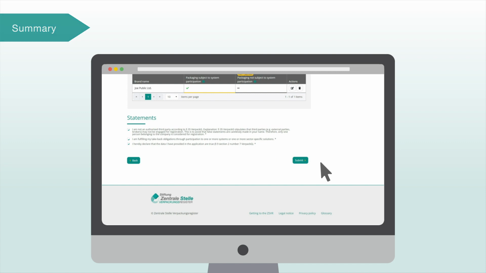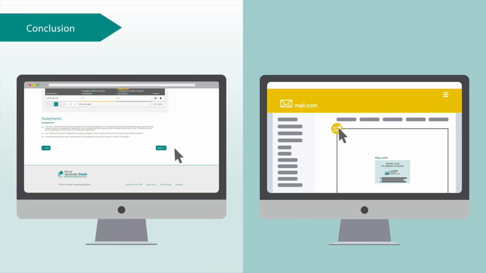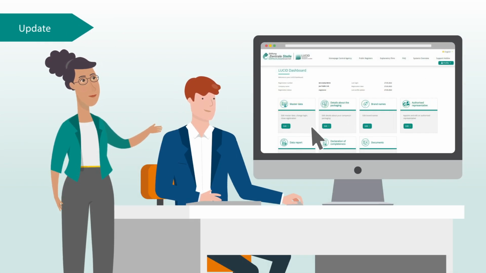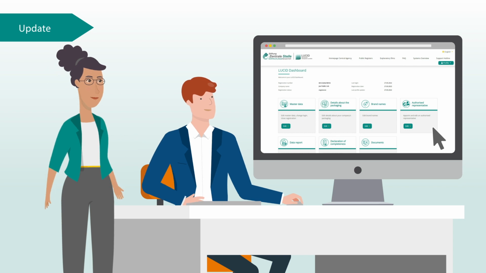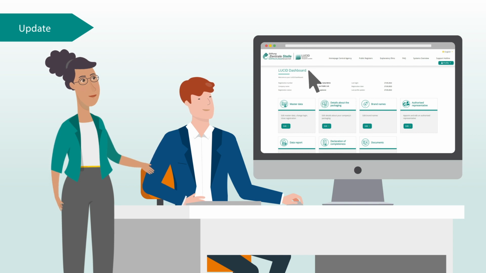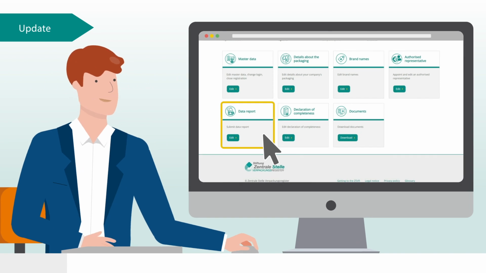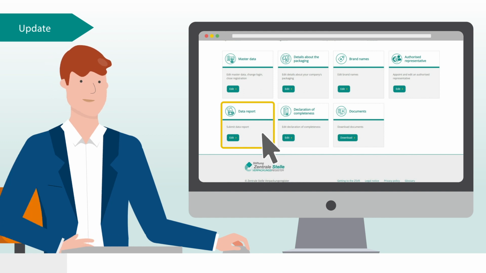Then check your email inbox for an email with all the follow-up information, e.g. about the Administrative Act or the publication of your registration in the Register. It is critical to note that you are required to keep your data and entries up to date at all times. To change or make additions to your data and entries, visit your personal dashboard in the LUCID Packaging Register. There you will also find the tile for reporting your volumes of packaging subject to system participation. Whenever you report packaging volumes to your system, you must submit the exact same report in the LUCID Packaging Register.